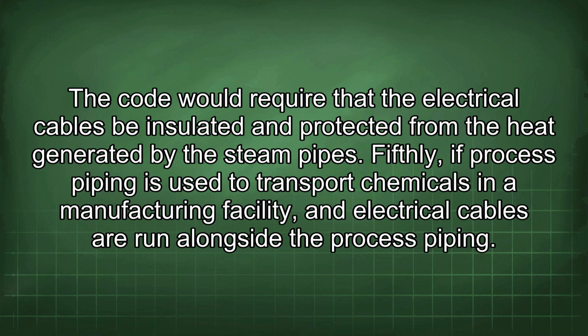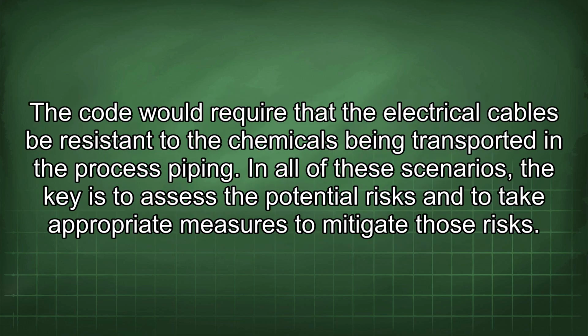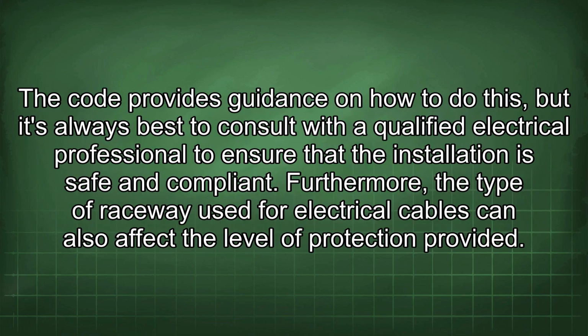Fifthly, if process piping is used to transport chemicals in a manufacturing facility, and electrical cables are run alongside the process piping, the code would require that the electrical cables be resistant to the chemicals being transported in the process piping. In all of these scenarios, the key is to assess the potential risks and to take appropriate measures to mitigate those risks. The code provides guidance on how to do this, but it's always best to consult with a qualified electrical professional to ensure that the installation is safe and compliant.